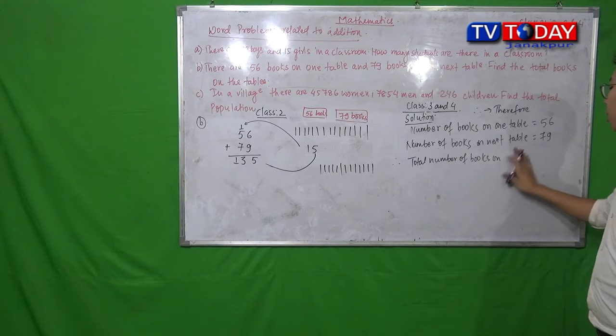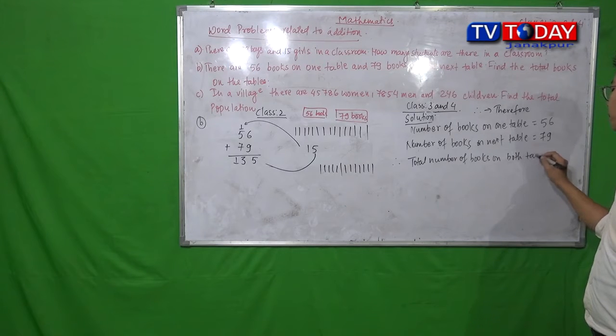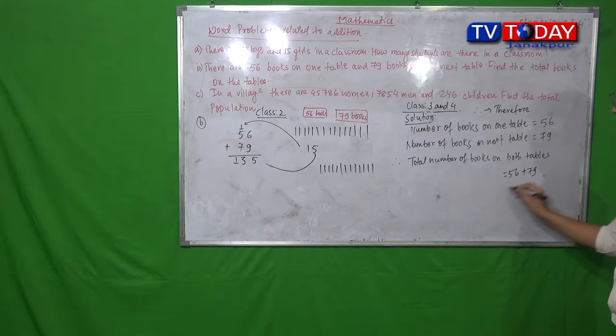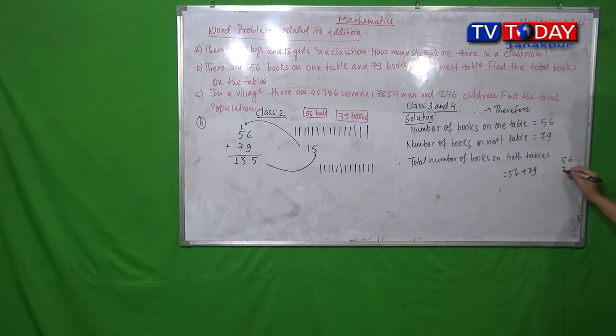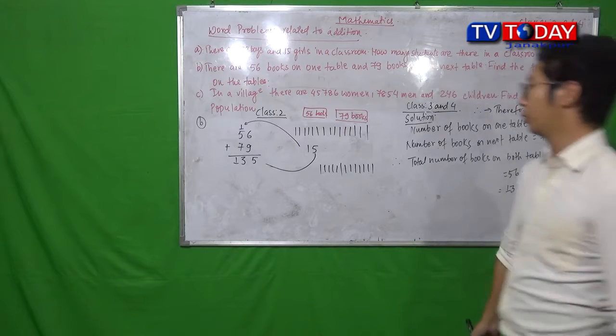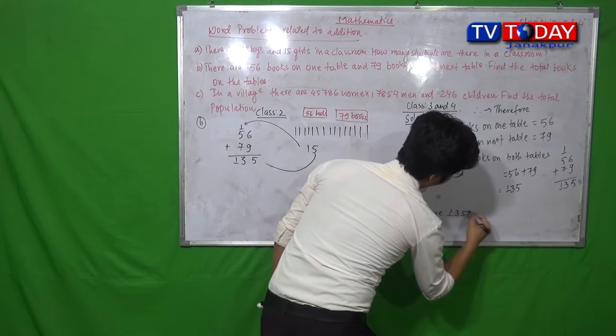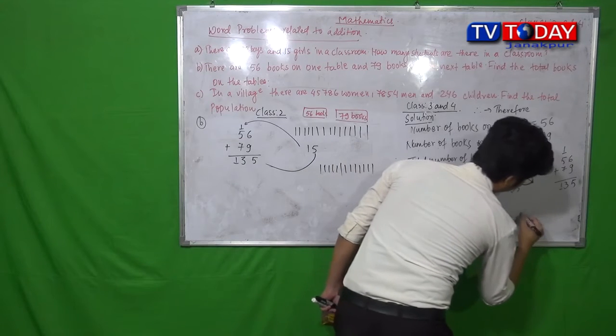Or you have to write the total number of books on both tables. What will I have to do? Addition. 56 plus 79. Perform the addition. 9, 6, 15, 5, carry 1, 7, 5, 12, 1, 13, 135. So you will write there are 135 books on both tables.